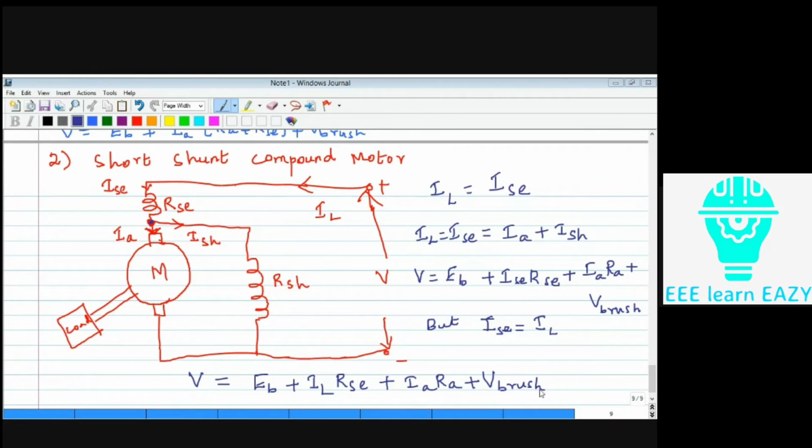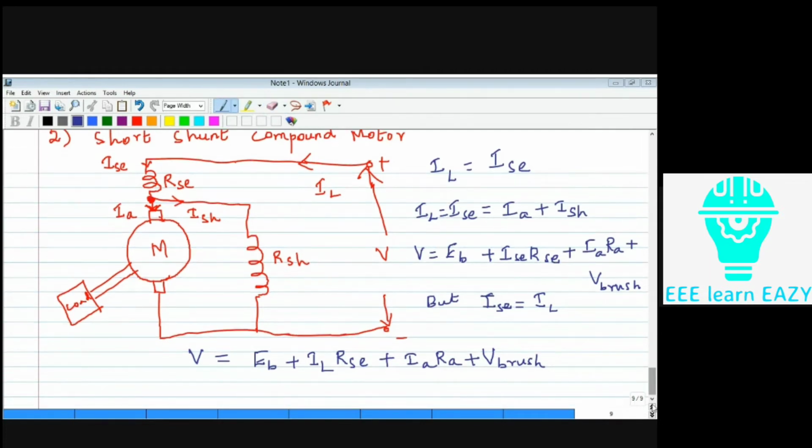Now we want to know the drop across the shunt field winding. Previously, it was connected like this, right? If you want to know the shunt current, generally you take voltage V divided by R shunt, that will give you I shunt. But now the voltage across the field winding is not V. We have to subtract this drop. Therefore, we need to calculate the drop across the shunt field winding separately here.